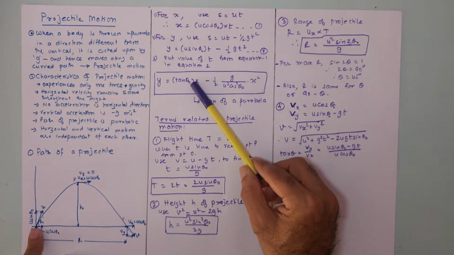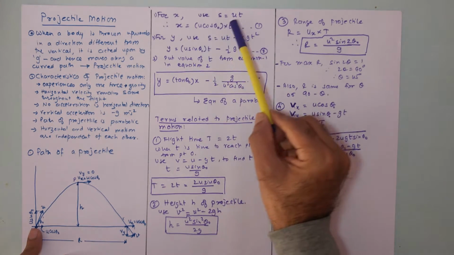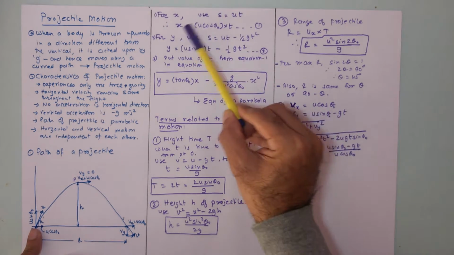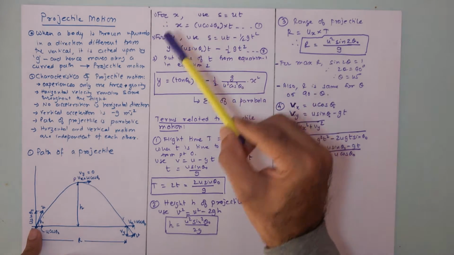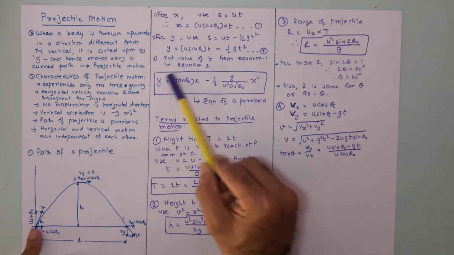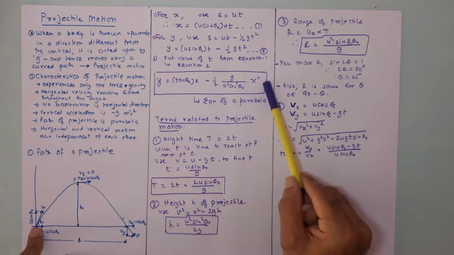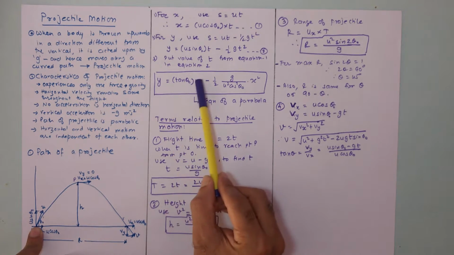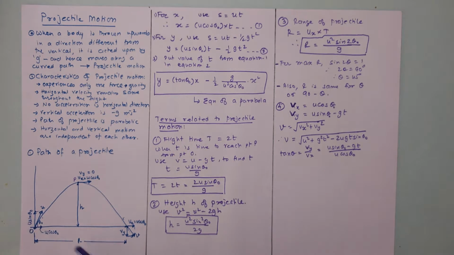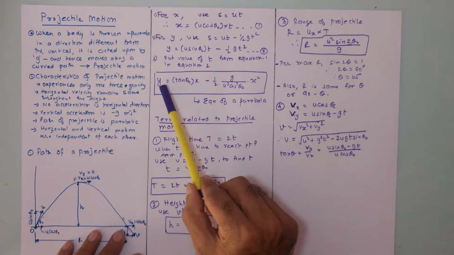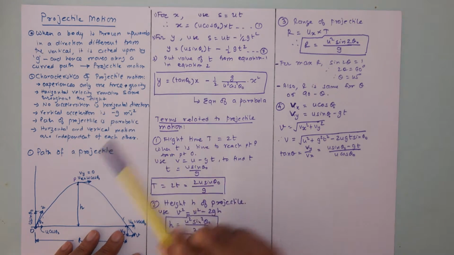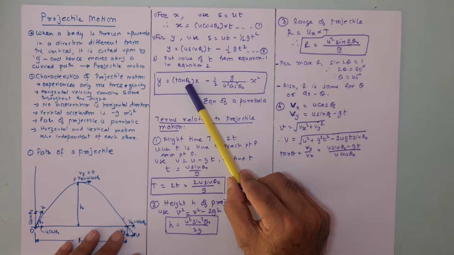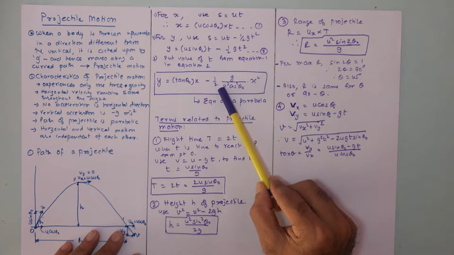Put the value of t from equation 1 into equation 2. So from equation 1, find out the value of t. t will be x upon u cos theta 0. Put that value of t in this equation, and you will arrive at this equation. And this is the equation of a parabola, as you can see, y is proportional to x square. Therefore, this motion is a parabolic motion. Basically, what we have done is we have obtained a relationship between y and x in terms of the initial angle theta 0 and initial velocity u.